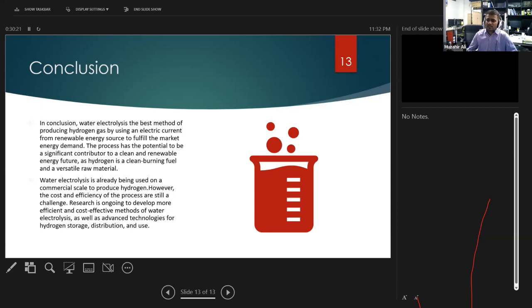However, the cost and efficiency of the process are still a challenge. There are some challenges, and the research is ongoing to develop more efficient and cost-effective methods of water electrolysis, as well as advanced technologies for hydrogen storage, distribution, and use. The work is still in progress, so there is a lot of work ongoing. So this was the end of the presentation.